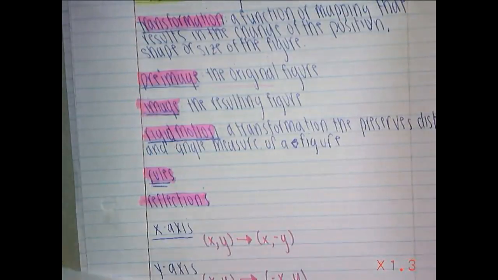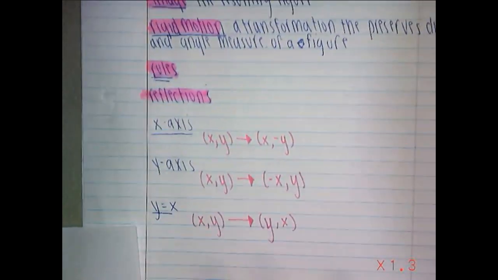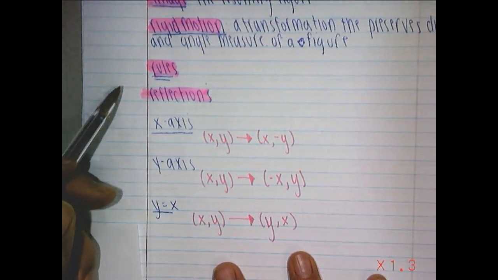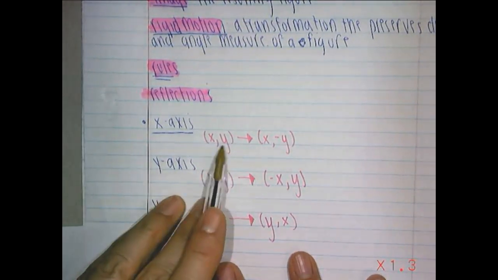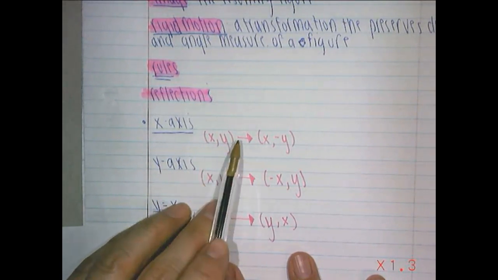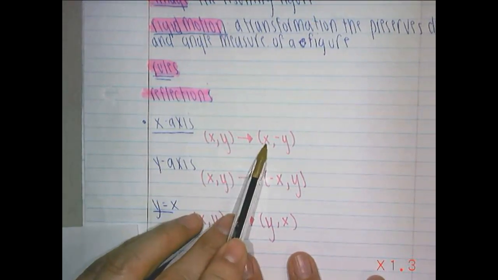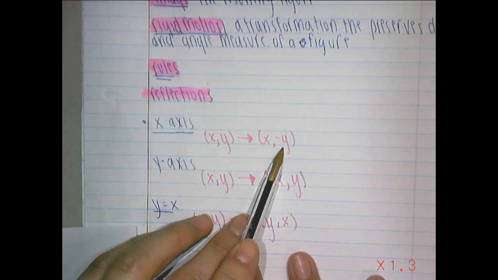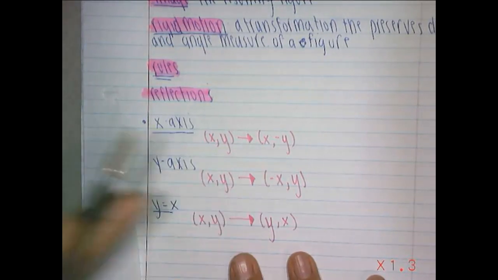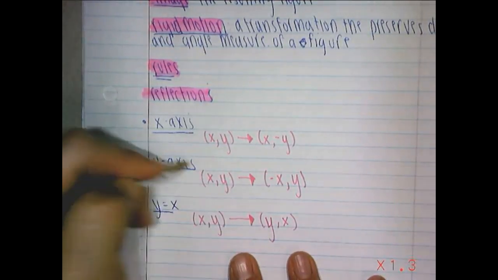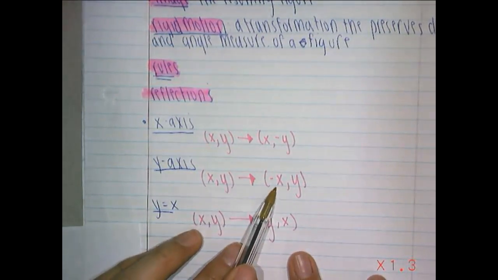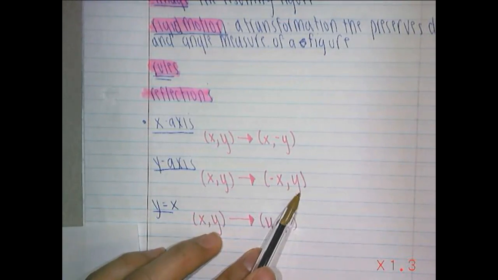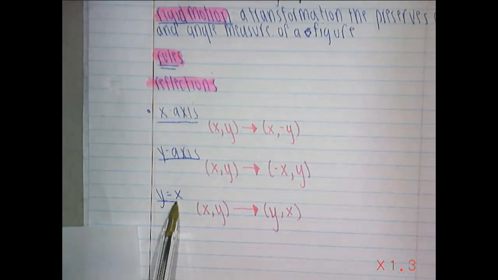So this should all be filled out and completed tomorrow. And you should have these rules written down. So the rules: the reflection over the x-axis, you have your (x, y), and then it becomes x, which stays the same, and your y becomes opposite. And then you have the reflection over your y-axis. So you have your (x, y). Your x becomes opposite, and your y stays the same. For y equals x reflection, they just flip-flop.